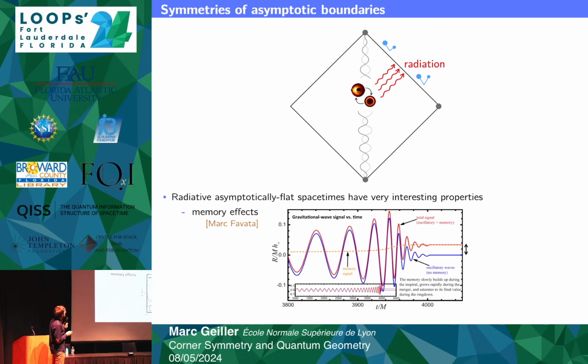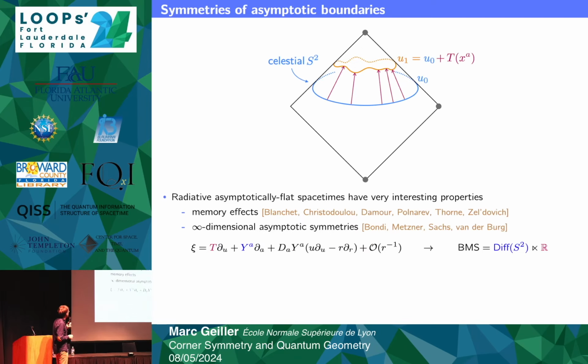Here I have just depicted the displacement memory effect between two test masses which are displaced after the passage of gravitational radiation. And this is the accumulation of this displacement memory signal in a waveform. So in principle, for real physical waveforms, there is a residual strain after the passage of the gravitational wave. This is the asymptotic gravitational displacement memory effect.